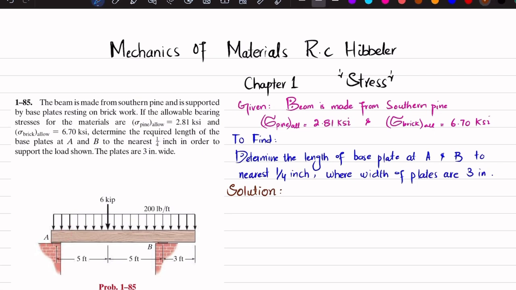So the first step is that if you remove this support at the brick, there will be a reaction force. Let this reaction force be RA, and if you remove this brick, there will be a reaction force offered by this brick on this beam or base plate, which will be RB.